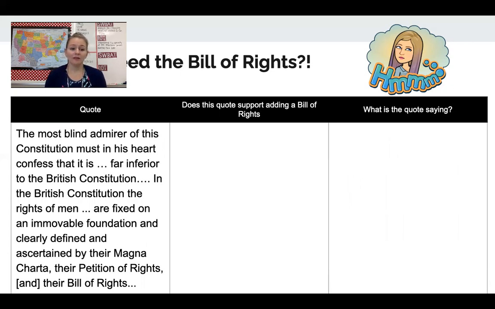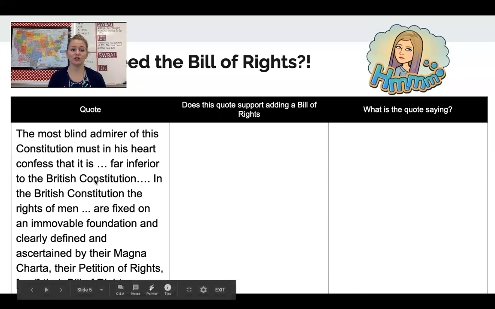"The most blind admirer of this Constitution must in his heart confess that it is far inferior to the British Constitution. In the British Constitution, the rights of men are fixed on an unmovable foundation and clearly defined, ascertained by their Magna Carta, their Petition of Rights, and their Bill of Rights."